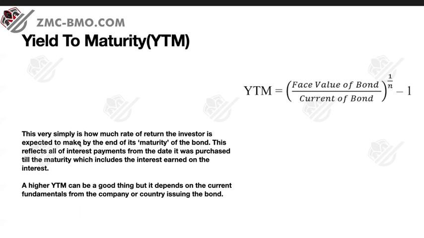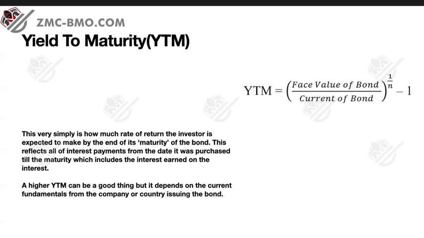By the end of its maturity basically means by when it ends. And a high yield to maturity can be a good thing, but it depends on the current fundamentals of the company or country issuing the bond. The higher the yield to maturity, it does have its positives and its negatives, of course. We do have to be very careful when looking into this. Traders and investors more look at the coupon rate, which we'll get onto in a second. Traders at banks, etc., look at the yield to maturity a little bit more than the coupon rate.